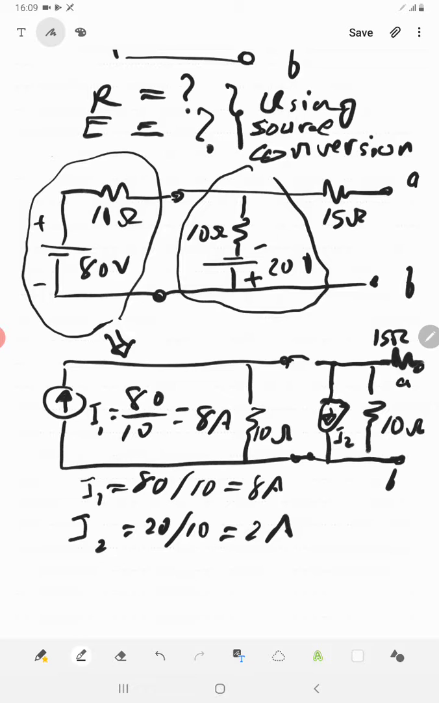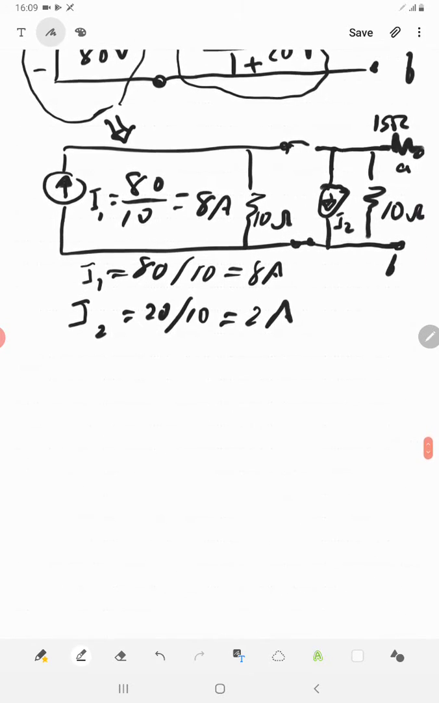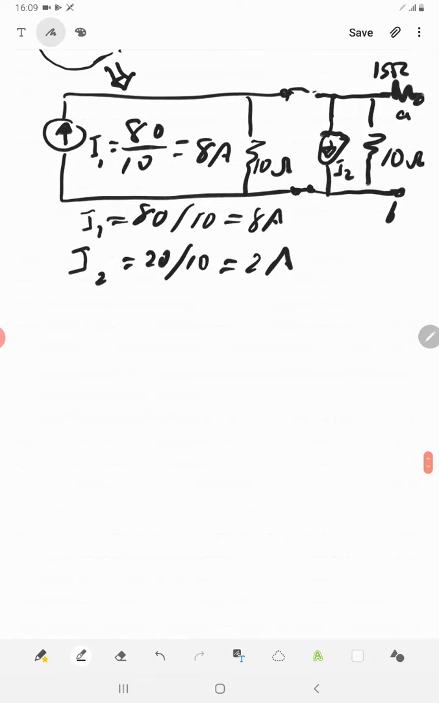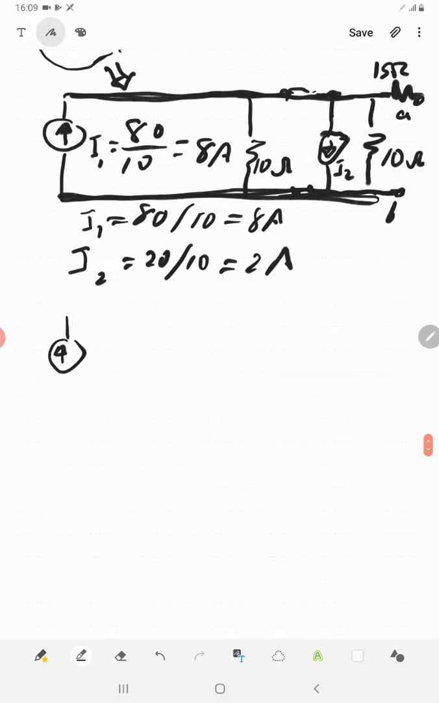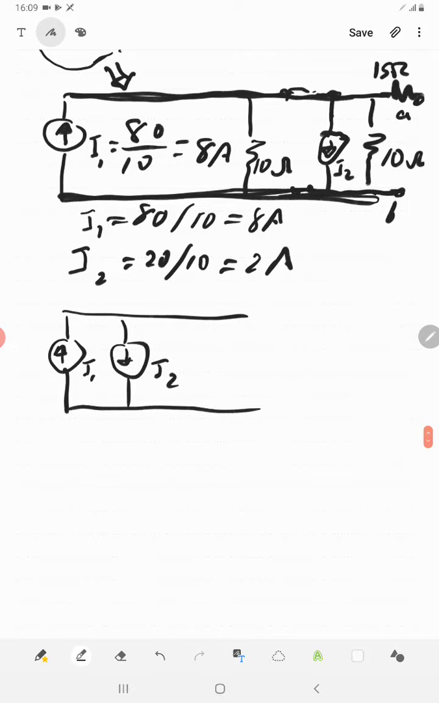Now, let us do something like this. Now, these are the same nodes. You see, here, these nodes are the same. These nodes everywhere, it's the same. So we can put I1 here, and we bring I2 to the same point, and we bring this resistor 10 ohms, and resistance 10 ohms, and 10 ohms here, okay?